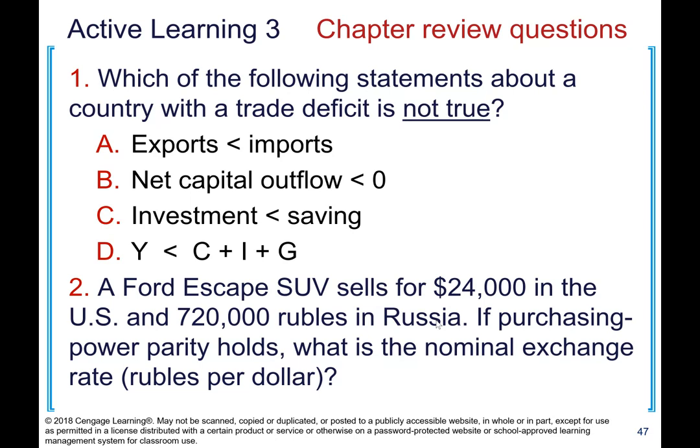Chapter review. Number one, which of the following statements about a country with a trade deficit is not true? A, exports are less than imports. B, net capital outflow is negative. C, investment is less than savings. D, output is less than C plus I plus G, or domestic spending. Number two, a Ford Escape SUV sells for $24,000 in the US and 720,000 rubles in Russia. If purchasing power parity holds, what is the nominal exchange rate in rubles per dollar?